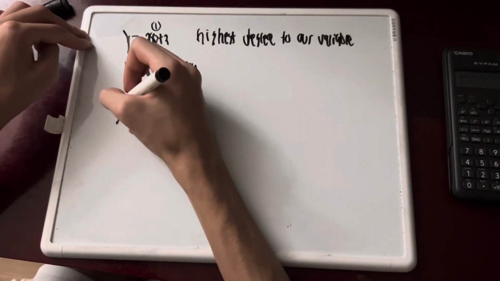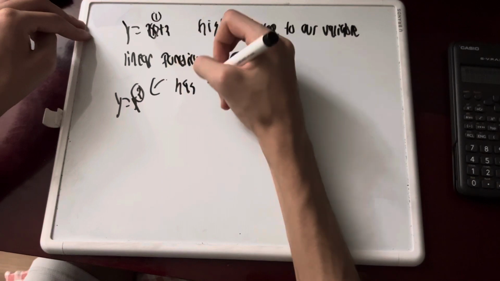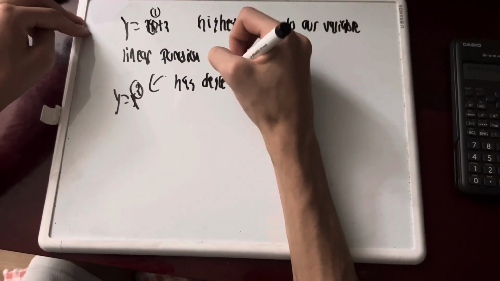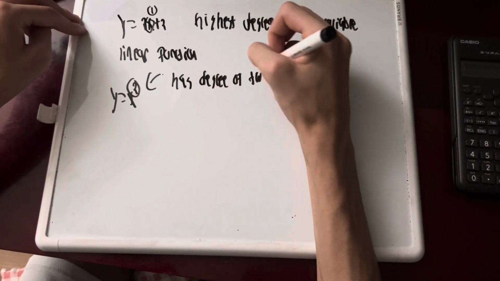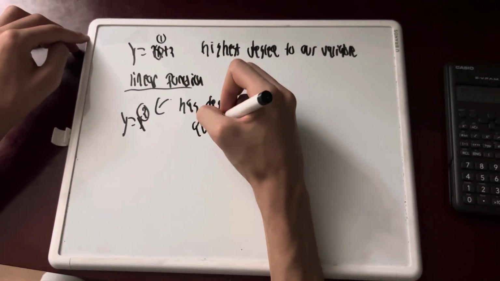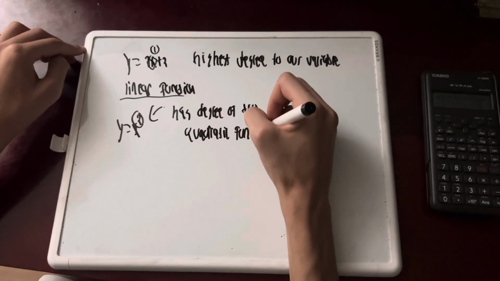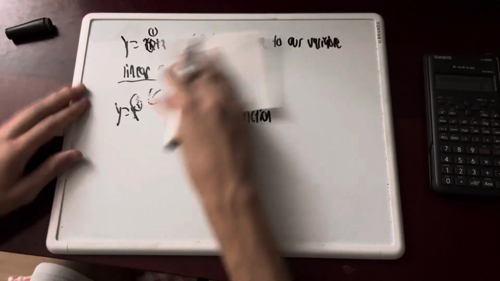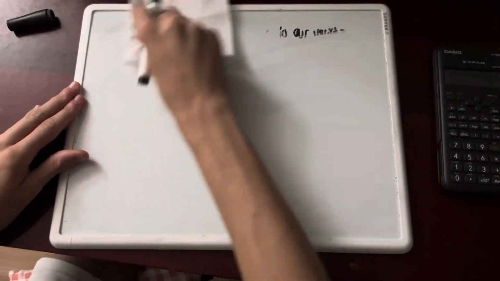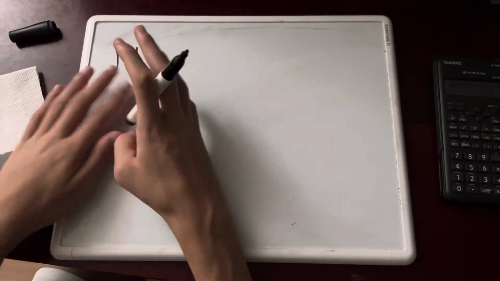However, what if we have y equals x squared? This has a degree of 2, meaning that it's not linear anymore, but now it's a quadratic function. So, let's get into how to graph these quadratics. First things first, we need to know what the parent graph for a quadratic looks like. The parent graph, without any transformations, is y equals x squared.